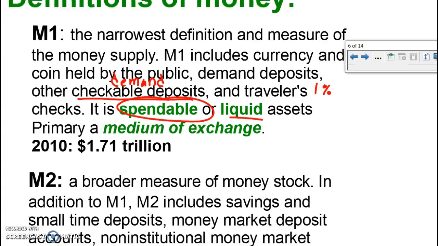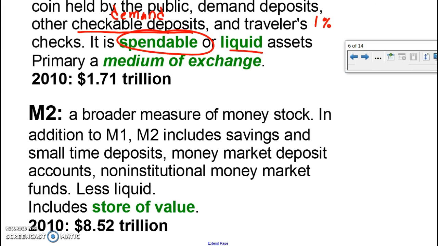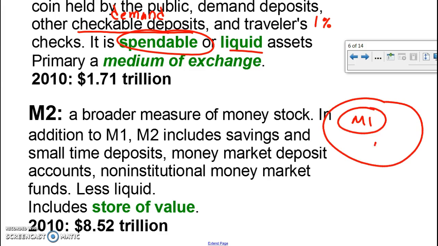M2 is a slightly broader definition of money. And when you think about M2, it's really important to realize that M1 is contained within M2. So M2 is a broader measure, but it is not a separate measure. M2 includes all of M1 and money that's in savings accounts, time deposits, certificates of deposit, that means money market deposit accounts, and other non-institutional money market funds.